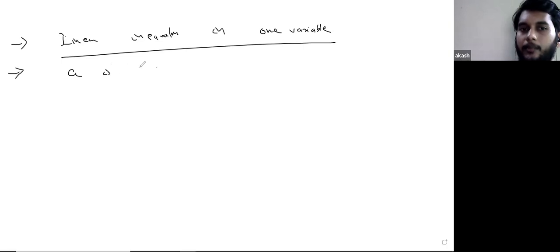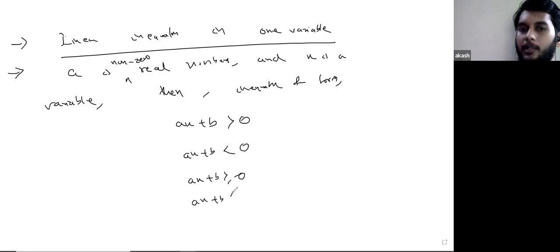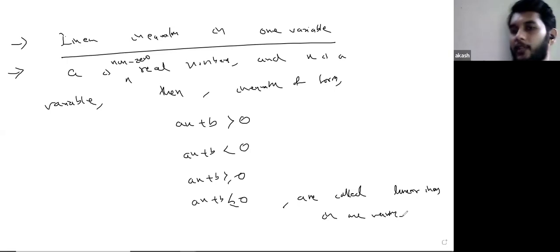Suppose a is a non-zero real number and x is a variable. Then inequations of the form ax plus b greater than 0, ax plus b less than 0, ax plus b greater than equals to 0, ax plus b less than equals to 0 are called linear inequation in one variable. Right? Very simple.